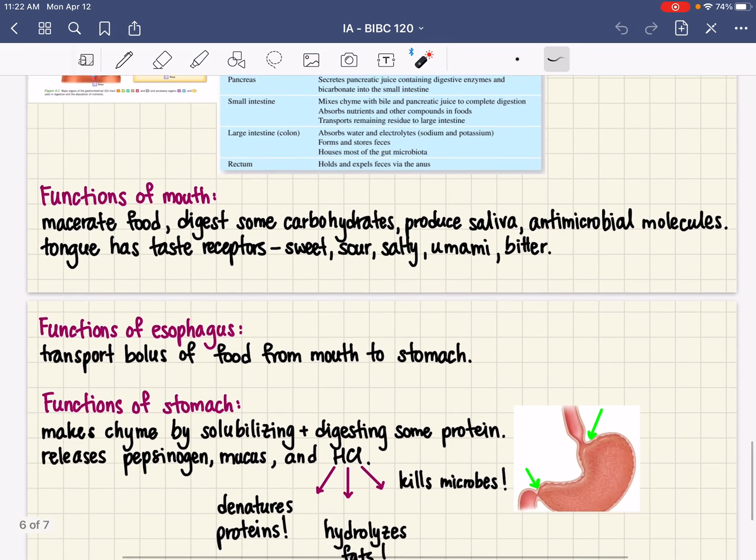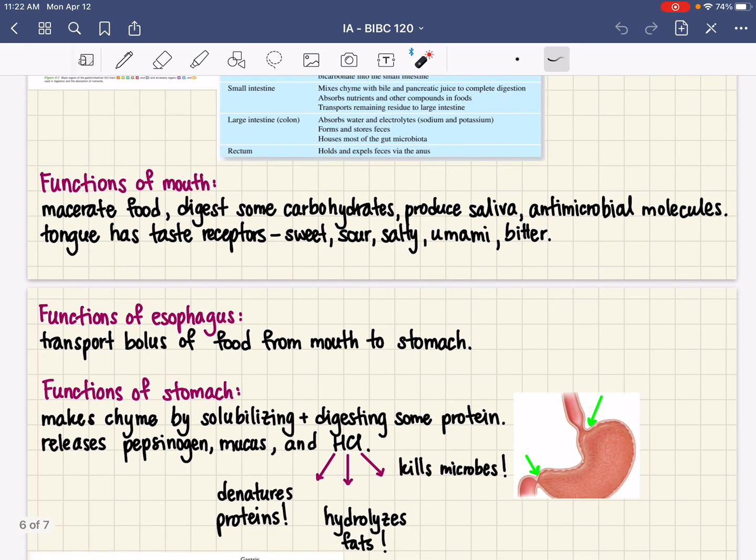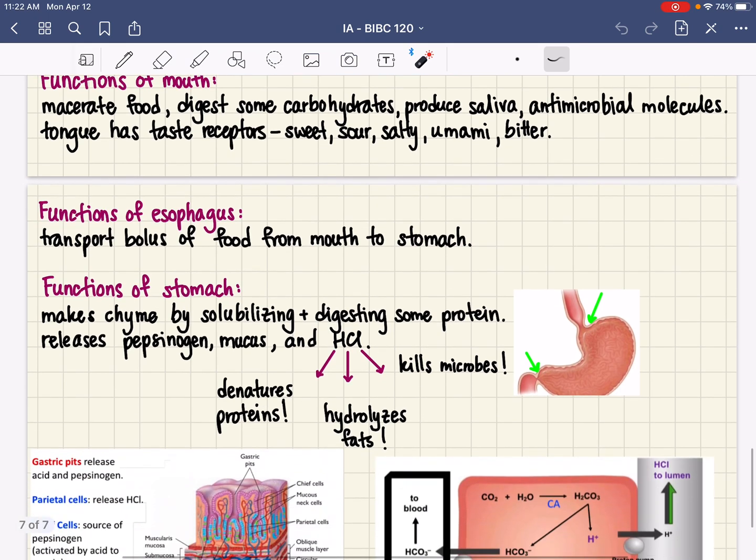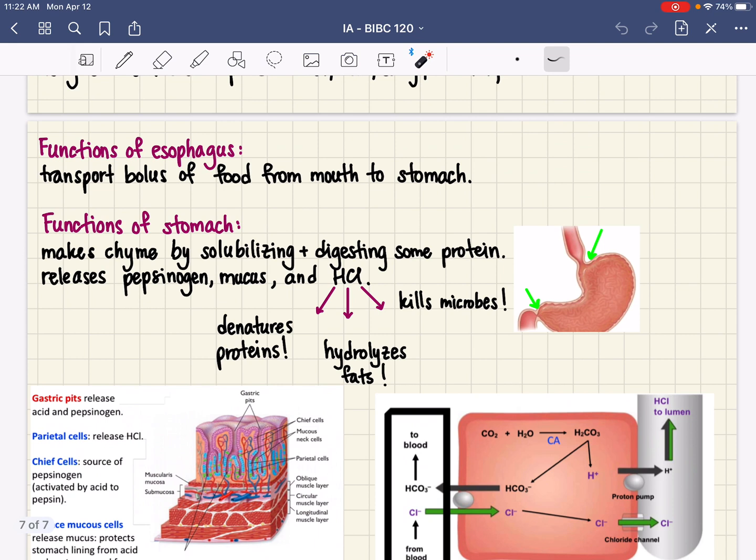Okay. Then after the food, or now a bolus, which is what the food is called now, I'll write it here, bolus. The bolus travels into the esophagus. And the esophagus is just a muscular tube that transfers the food from the mouth to the stomach. Next, the functions of the stomach.